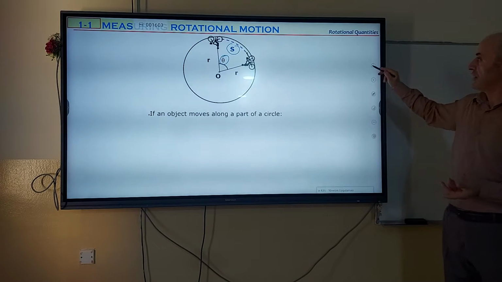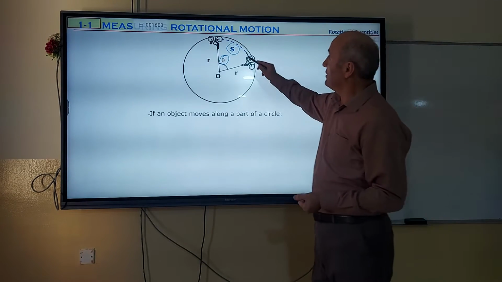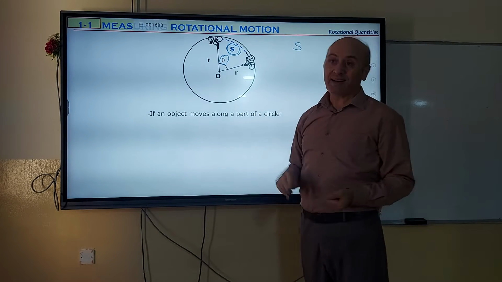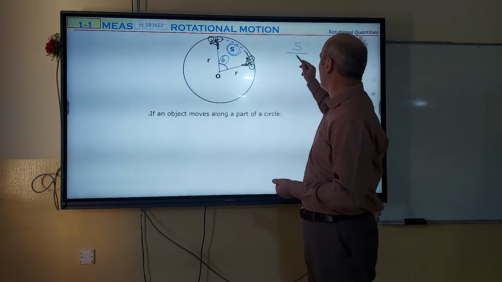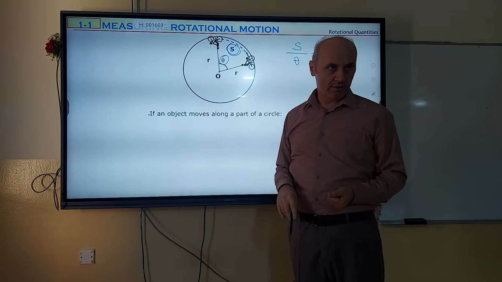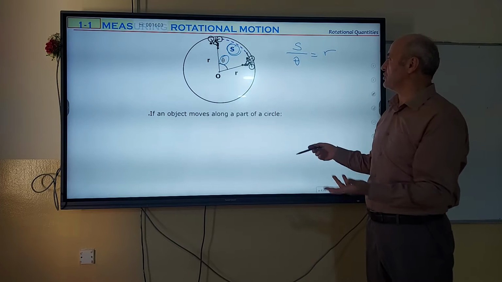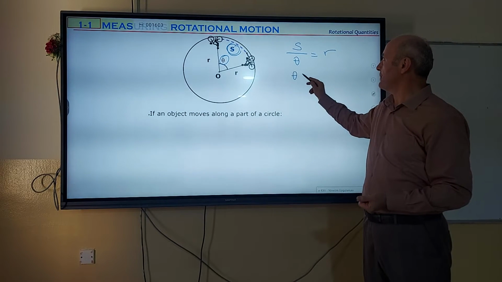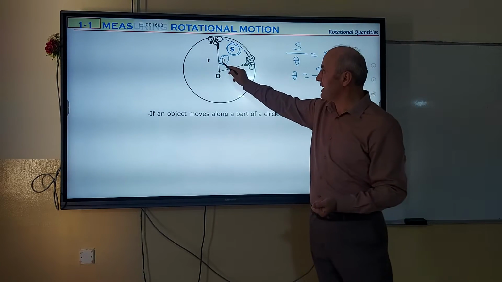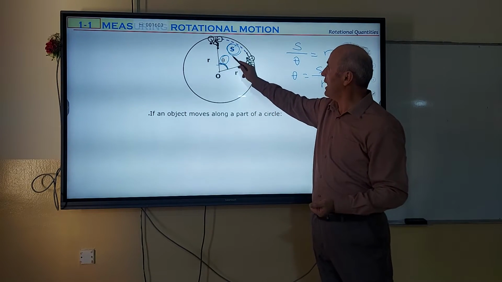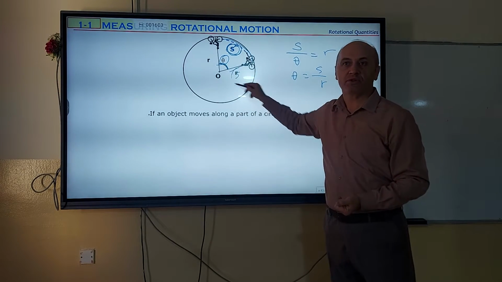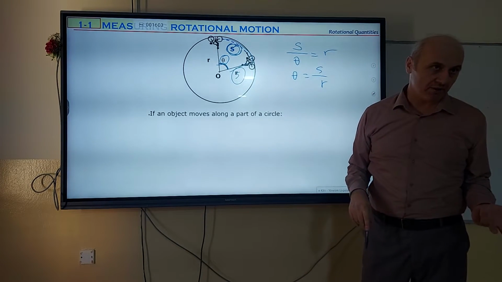So if I divide this arc length, which we name s, by my angle, we are going to get the radius of the circle. Or if we rewrite this equation, theta is going to be s over r. If I want to write the angle in radian, I have to divide this arc length in the circular path by the radius of the circle. So I will get how much angle the object turns.